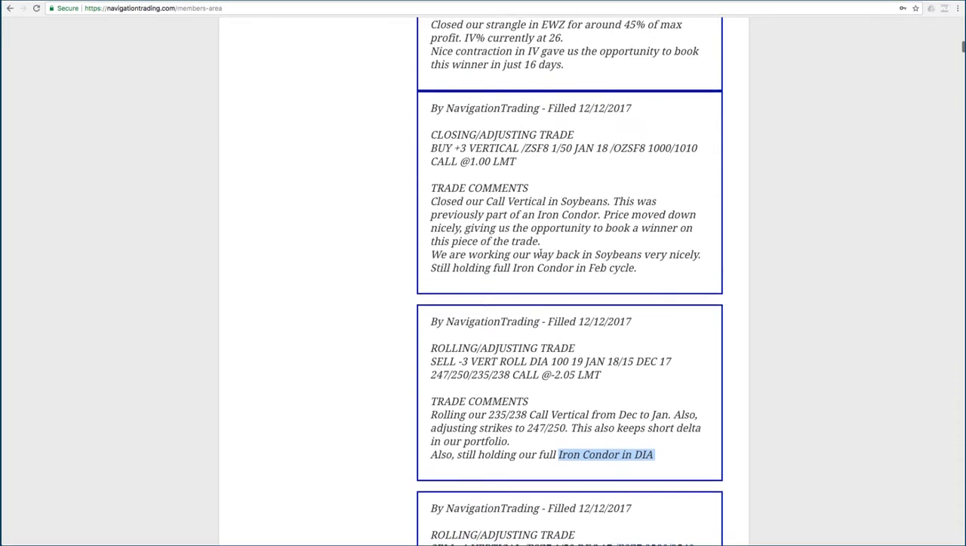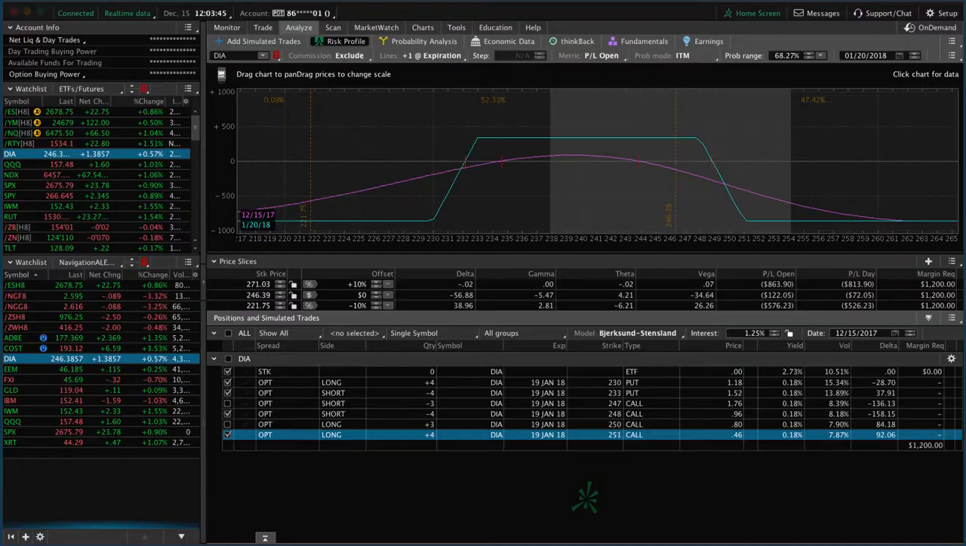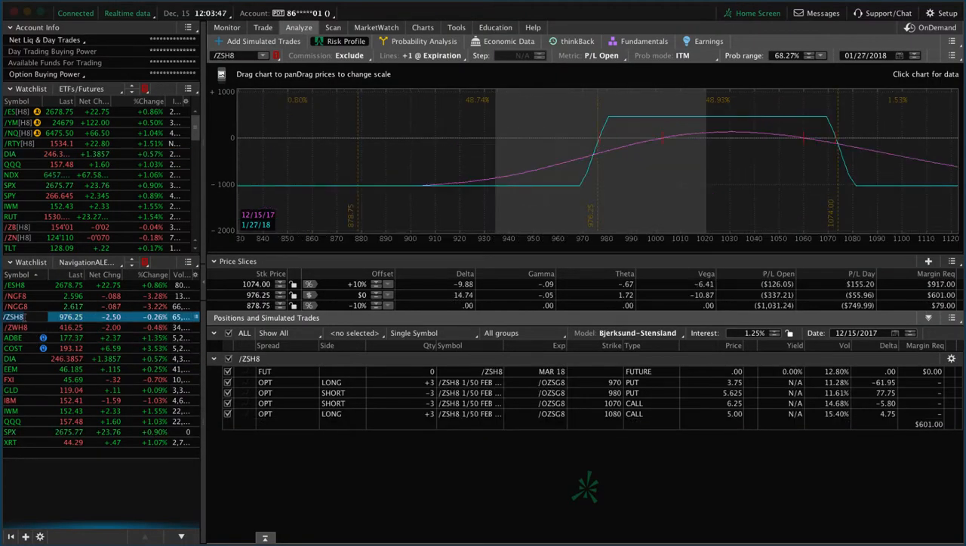Next trade was a closing adjusting trade in soybeans. So we closed our call vertical. That was previously part of an iron condor. Price moved up nicely, giving us the opportunity to book that winner for that piece. We're still working our way back in soybeans, but coming back very nicely. And we still have the full iron condor in February, which we'll take a look at here.